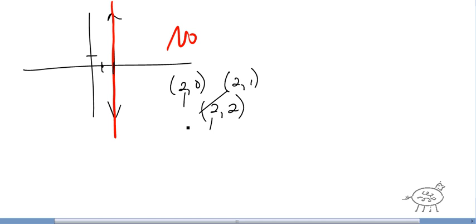Okay, so this is not a function, but it's really easy to do it with a graph, and it's easy to do with points too. You just look to see if the x values are repeated. That determines whether it's a function.